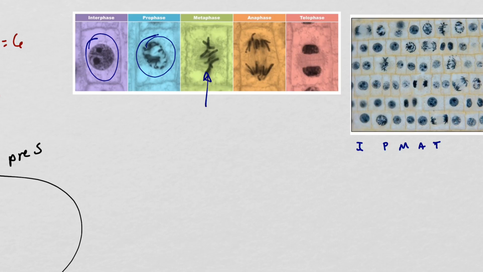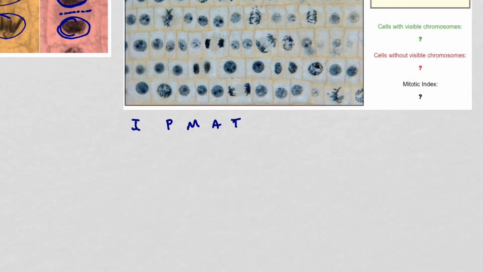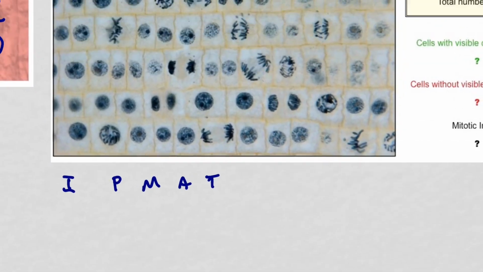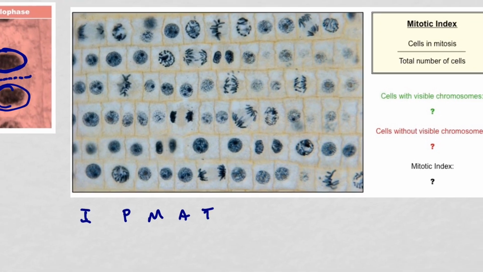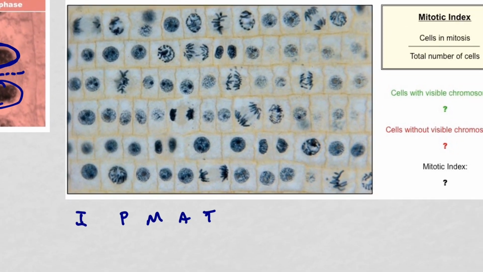Metaphase is easy to see because they're all lined up in the middle. Anaphase is easy to see because they're separated from each other. And then telophase, you should be able to see a little bit of a cell wall forming in between. But the key is that you can't really see the stringy chromosomes in the nucleus anymore. It becomes a little bit blurry. So let's take a look at this picture right here and see if we can spy how many of our cells are in the different parts of the cell cycle.